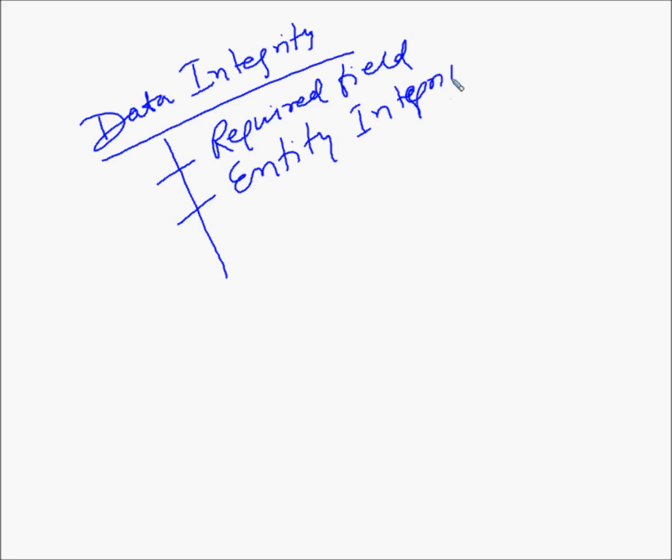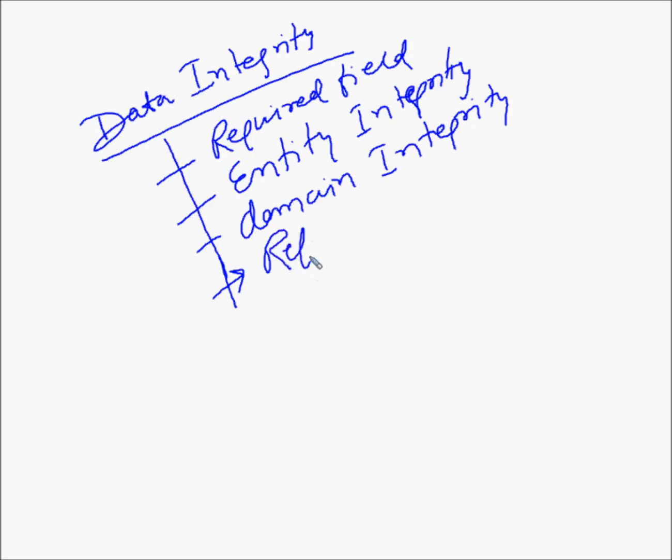Integrity. Okay. And third is domain integrity. These all are the rules of Codd. And fourth is referential integrity. Look at here. These are the four integrities we are having.